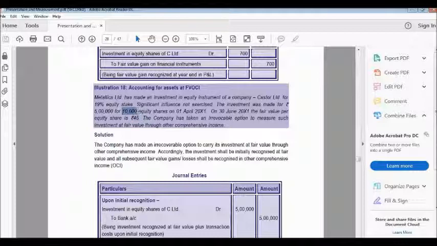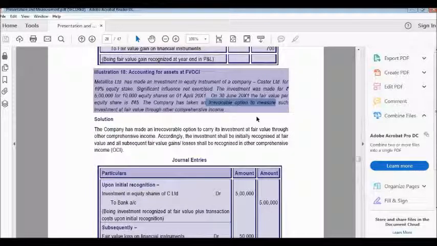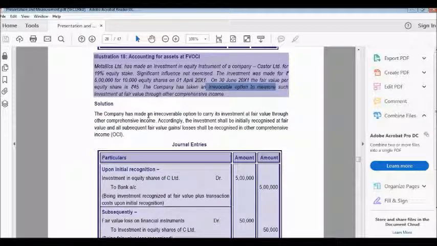Earlier it was 50 rupees, now fair value has been changed to 45 rupees, and you have elected the irrevocable option to measure such investment at fair value through other comprehensive income. So now how to account for it? The company has made an irrevocable option to carry its investment at fair value through other comprehensive income. Accordingly, the investment shall be initially recognized at fair value, and all subsequent fair value gain or loss shall be recognized in other comprehensive income.